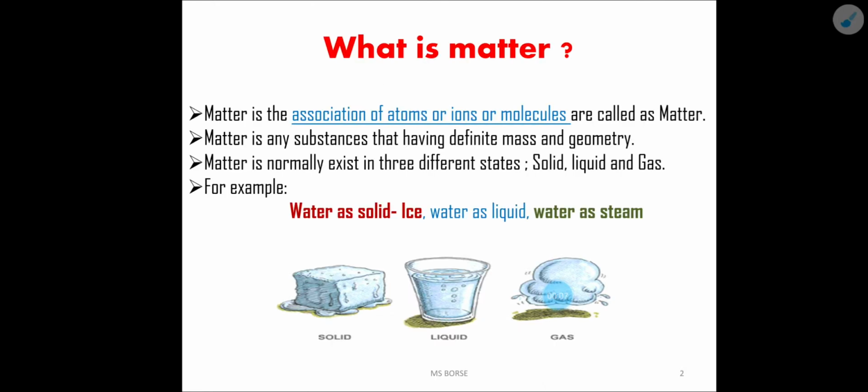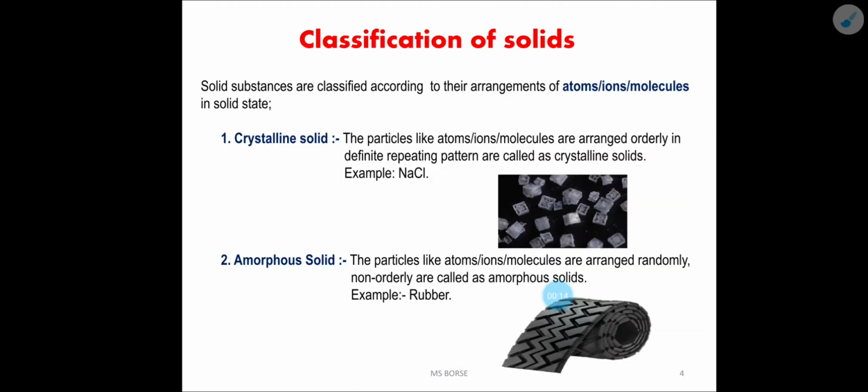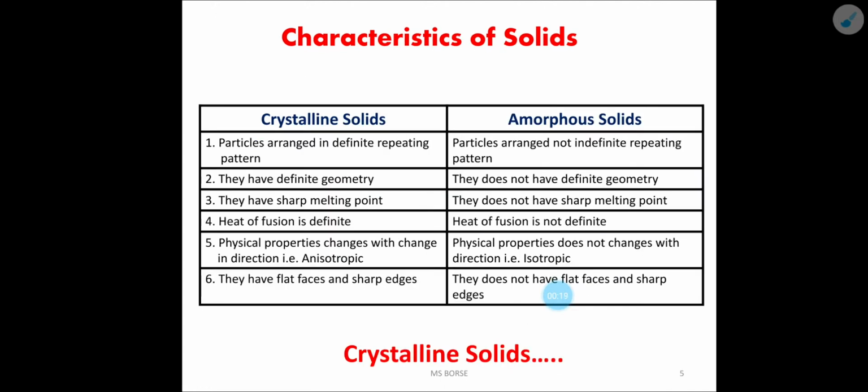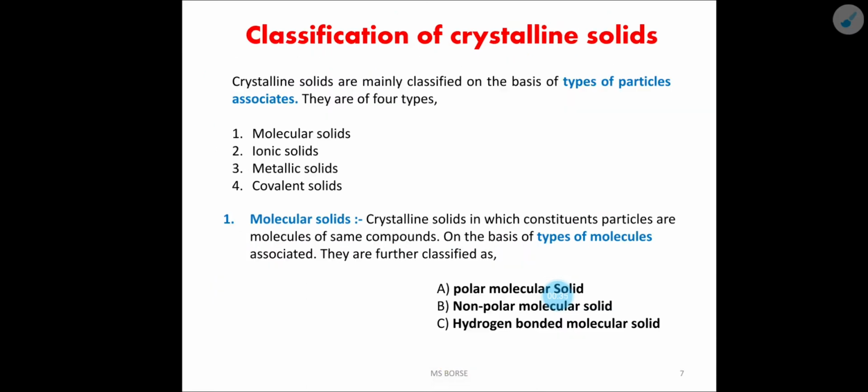Good morning, students. In our previous lecture, we have already learned what matter is, and why matter exists in three different states, the classification of solids, crystalline and amorphous solids, and their properties. Then we also learned about types of crystalline solids: isomorphic, polymorphic, and isotropic crystalline solids.